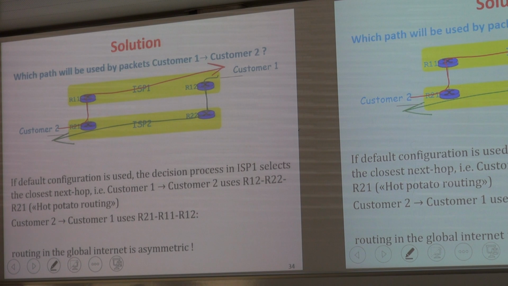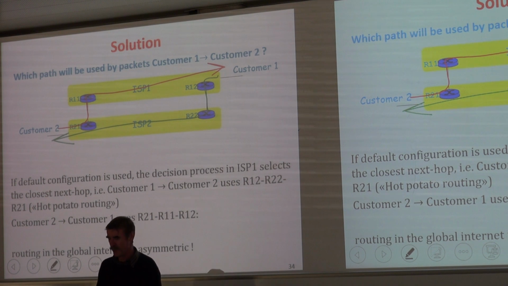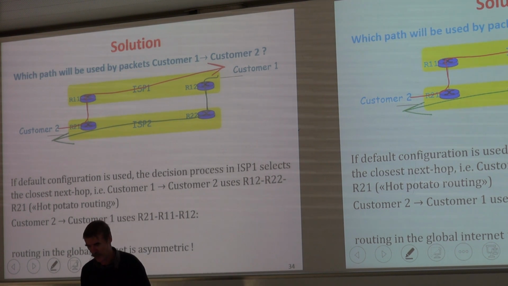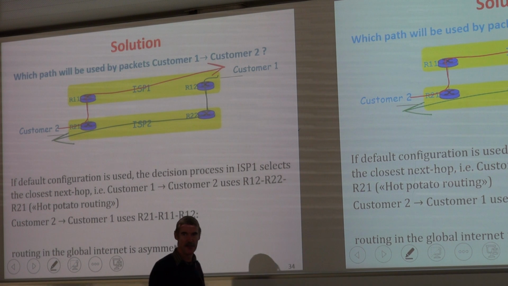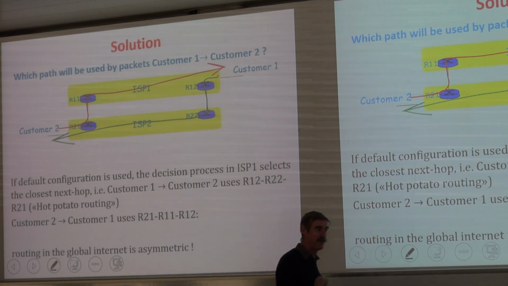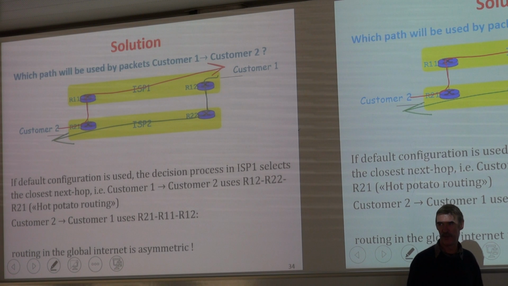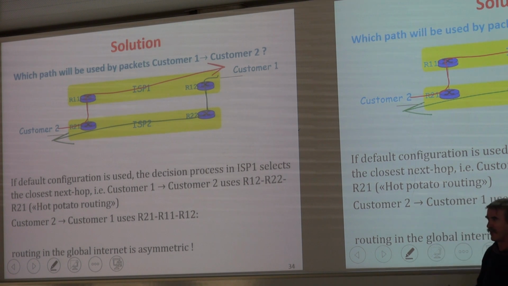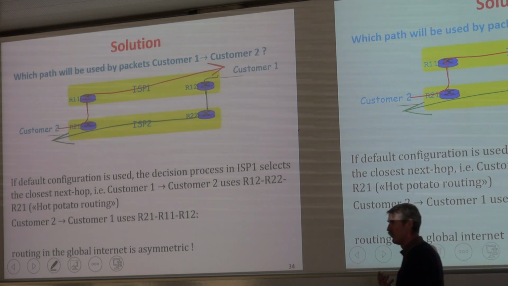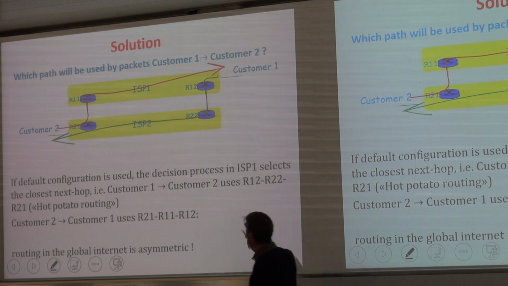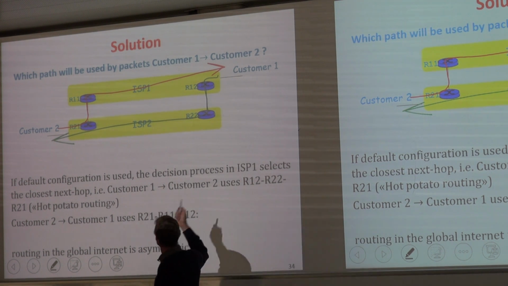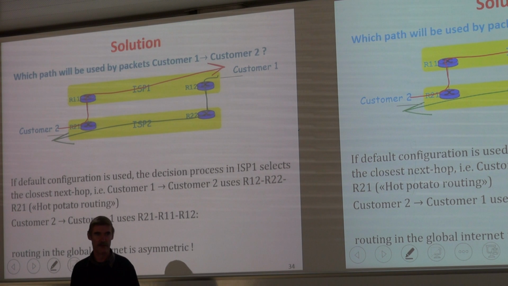packets that flow in the reverse direction will go a different path because, well, the same reason, right? So in particular, hot potato routing gives asymmetric routing in the internet. So that's one of the side effects of BGP. In fact, we cannot guarantee that routing is symmetric. So if you try to spy all the traffic, perhaps at R22 you will see only one-way traffic for a lot of connections.